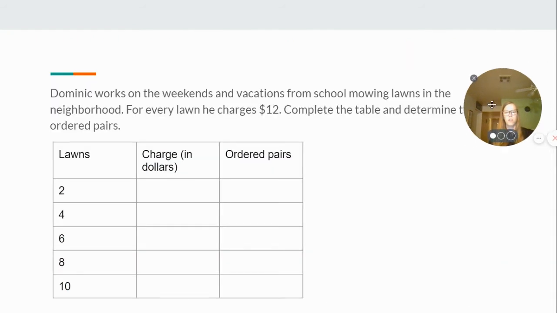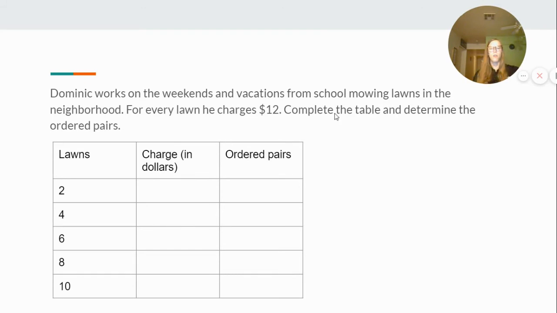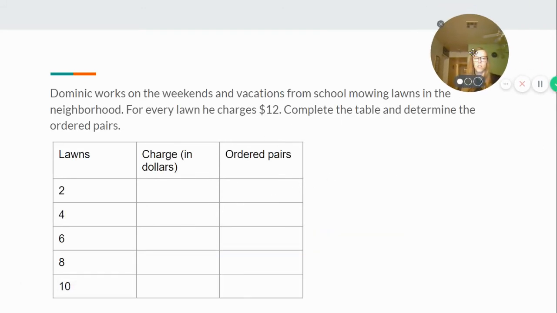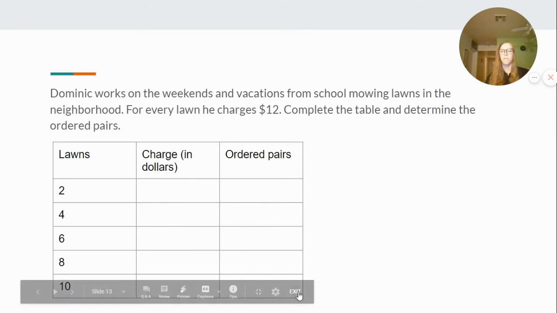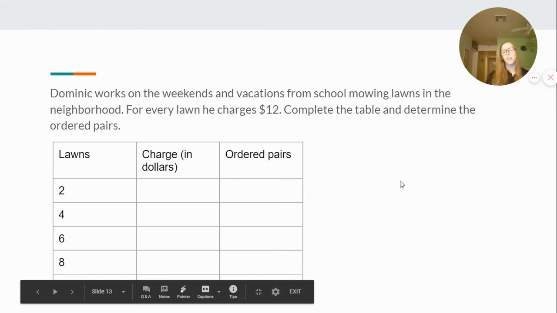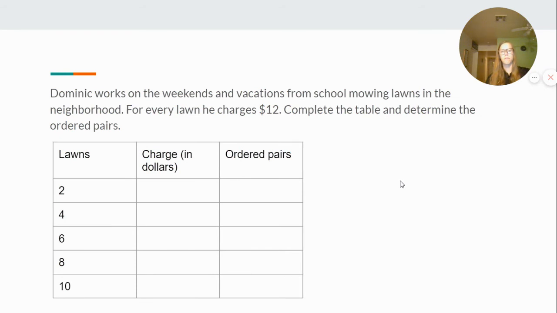Okay, so let's work on this one on your own. So you're first going to finish the table, and then that would be the charge of dollars, and then write down what your ordered pairs are. And then do your best to graph it on your own. You might not have graph paper, and that's okay. Just do your best. And then hit play when you're ready to see the answer.